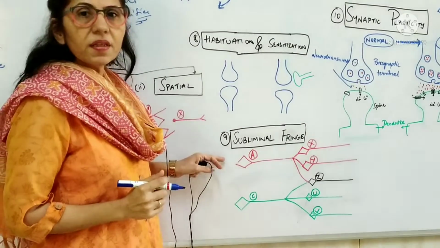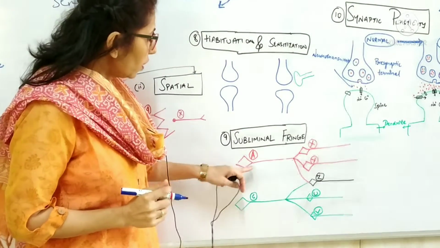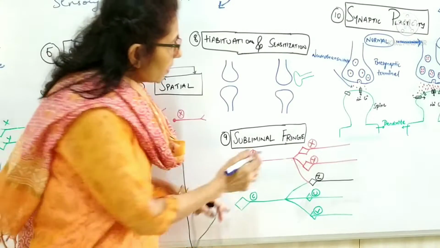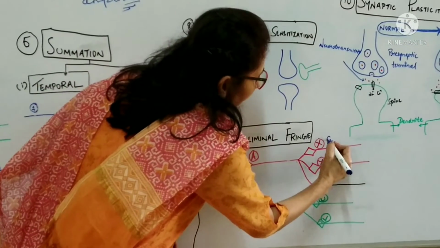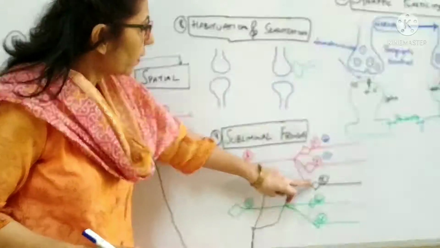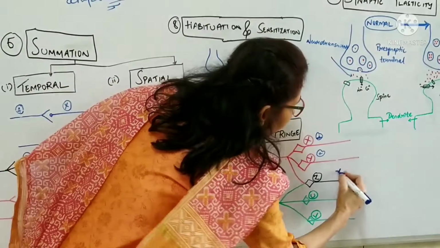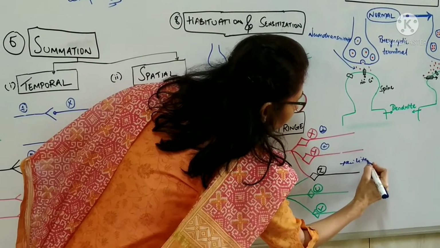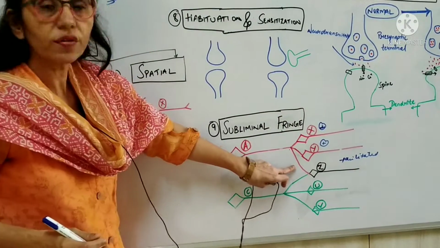So our next property is subliminal fringe. Now here neuron A is exciting two neurons, X and Y. This neuron Z is also innervated, it keeps it facilitated. It's not completely excited, but it is facilitated. So this neuron is in the fringe zone.